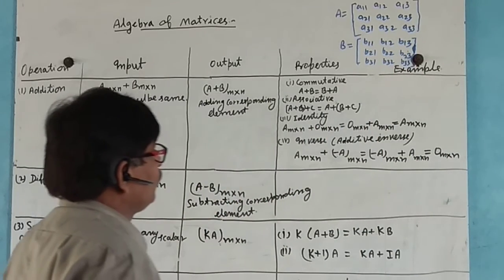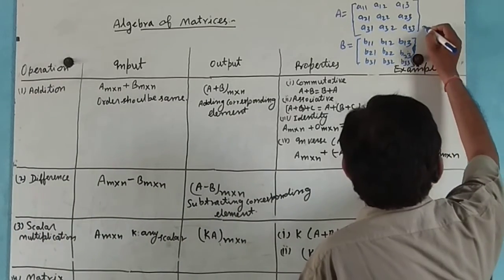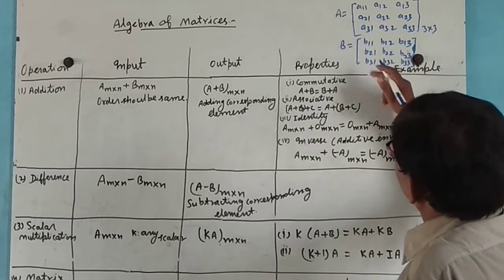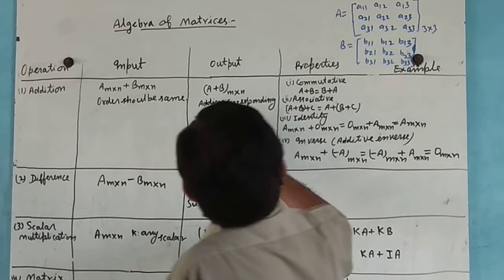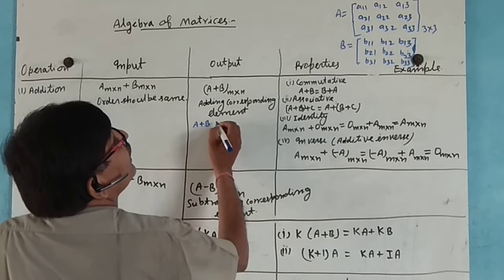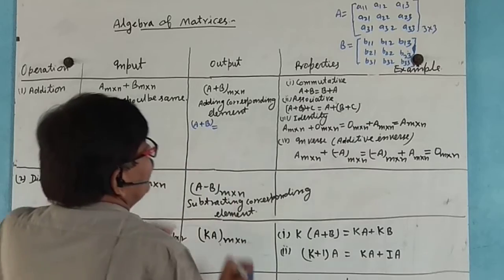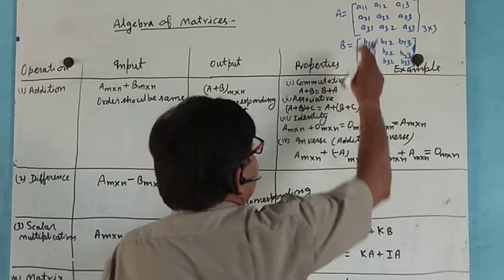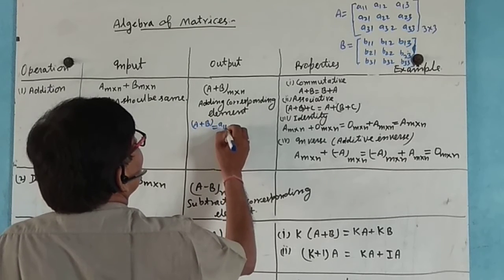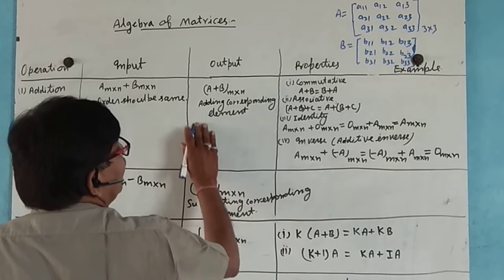If we have to calculate A plus B, this is a 3 cross 3 matrix, and this is also 3 cross 3. If we calculate the matrix A plus B, now the elements should be correspondingly added. A11 plus B11.